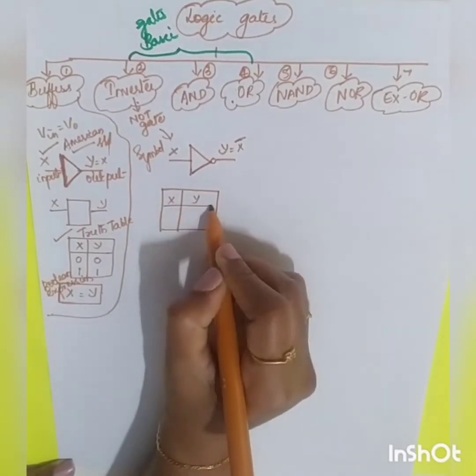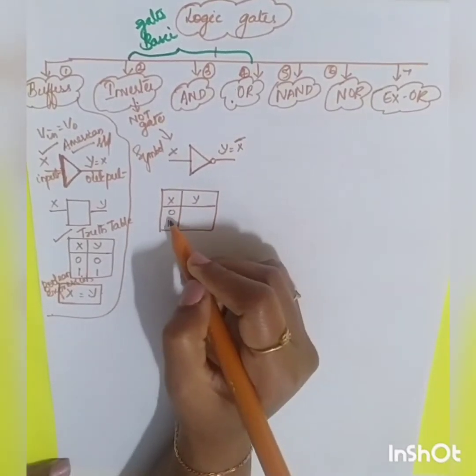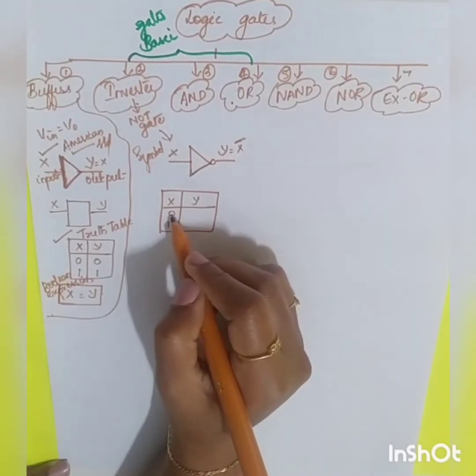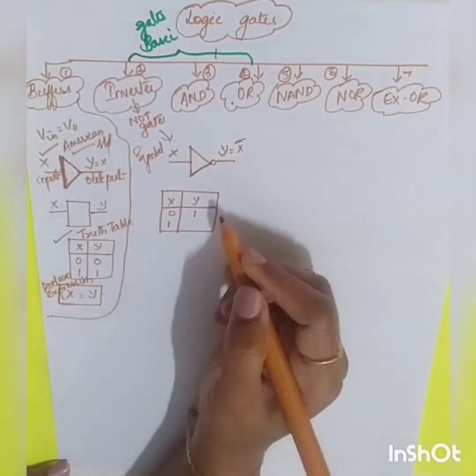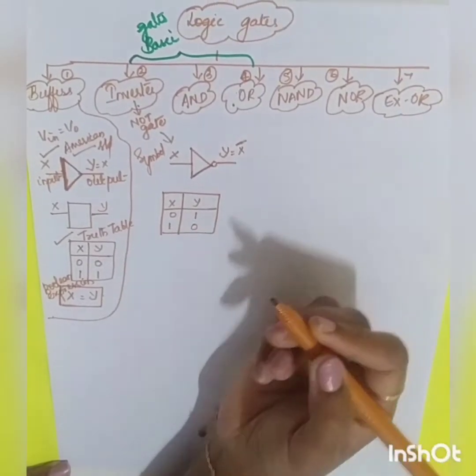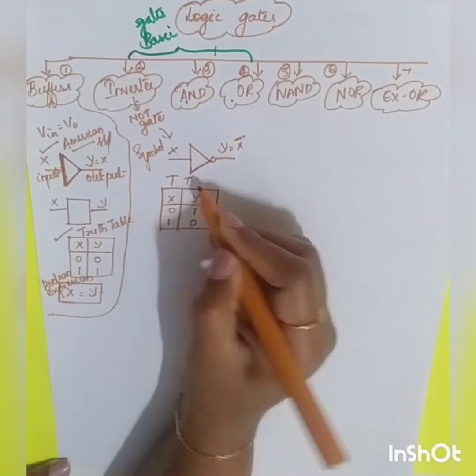X, Y. You have two possibilities: either your input will be 0 or it will be 1. When your input is 0, your output is going to be the inverted form, so it is 1. If input is 1, your output is going to be 0. So this will be your truth table.